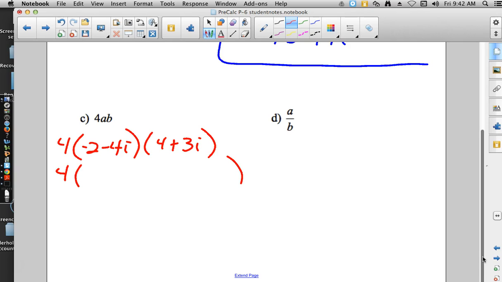Distributing the 4 causes problems because people are like, do I distribute the 4 through everything? By the way, no, you don't. You can distribute it through one set of parentheses only. So easier to go ahead and do the FOIL here. So go ahead and do the FOIL, see what you get. -8 minus 6i minus 16i minus 12i squared.